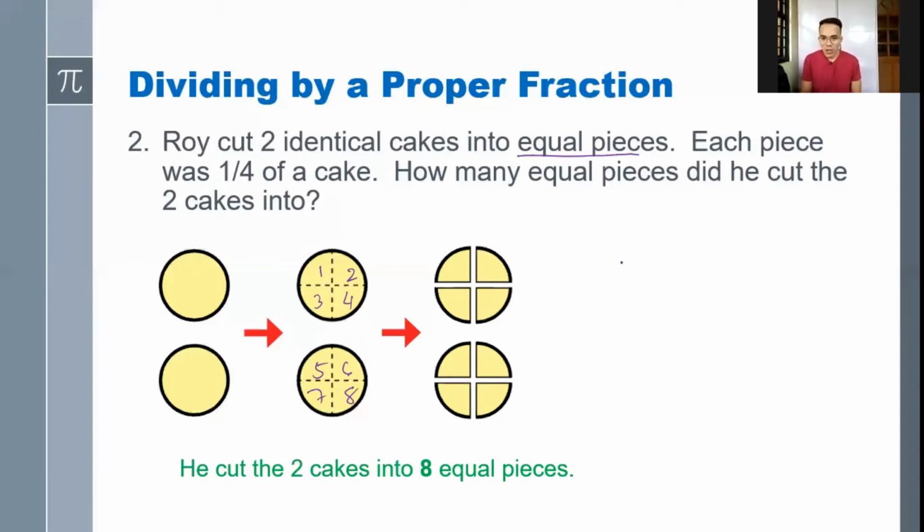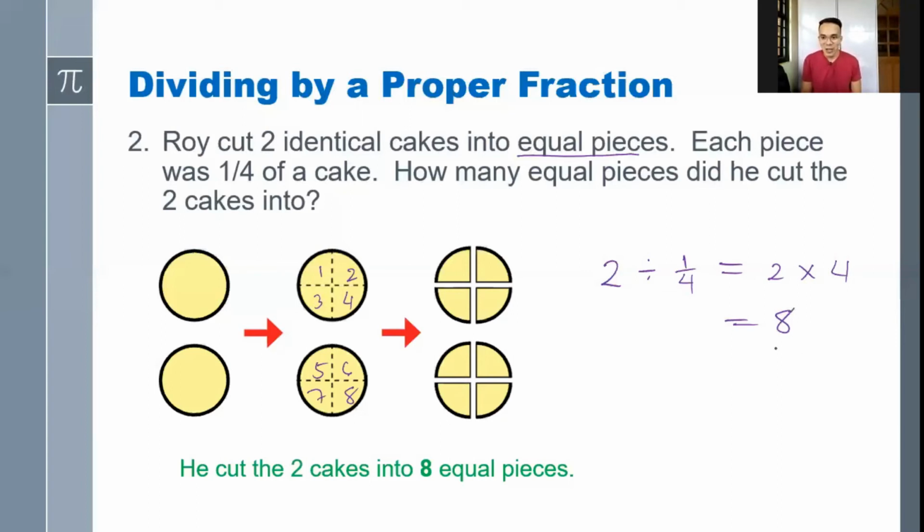Or we have 2 identical cakes. We are going to divide this by 1/4 because we want to know the number of equal parts these 2 wholes are divided into. And when you divide a whole or a number by 1/4, that is the same as multiplying by 4. And our answer here is 8.